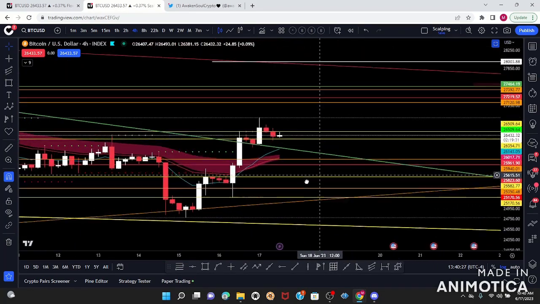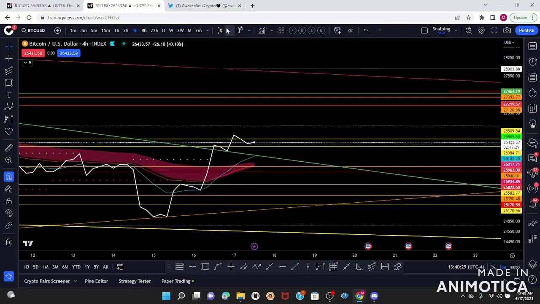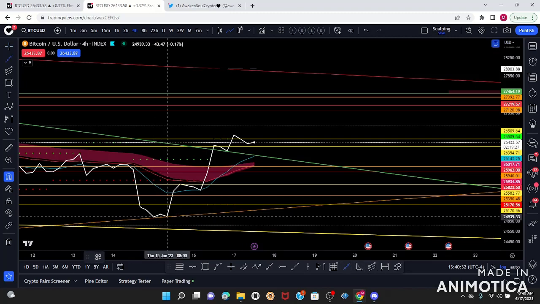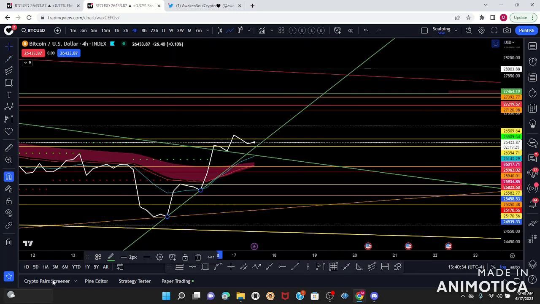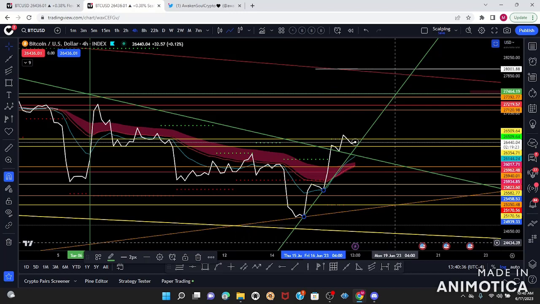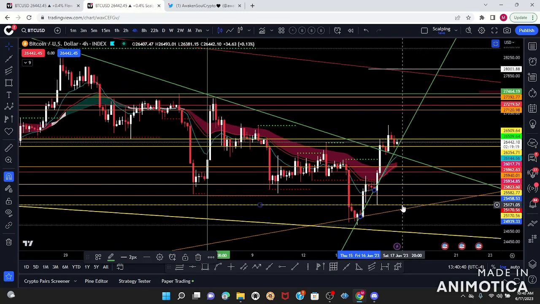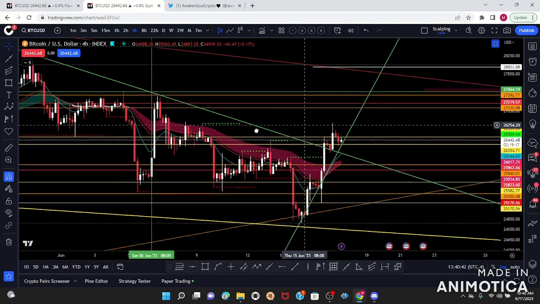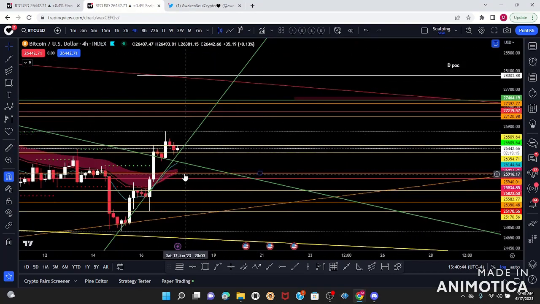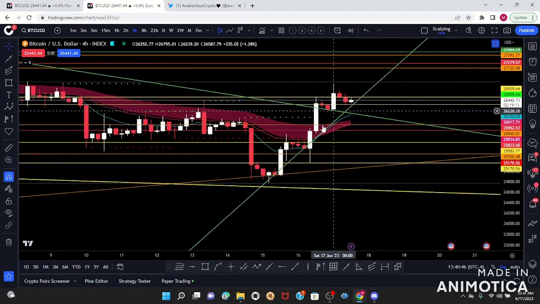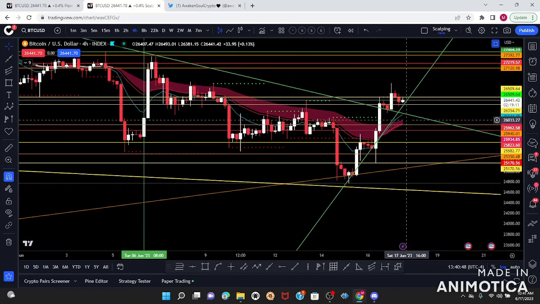When I have big wicks like this, I like to turn on the line chart sometimes and just have a nice clear trend line. That helps me out a lot too. Sometimes I'm like, where should I go? So that's just something that I do. So of course, if price action would break this trend line, we'll come back under this wedge.